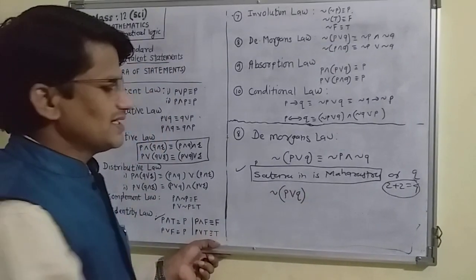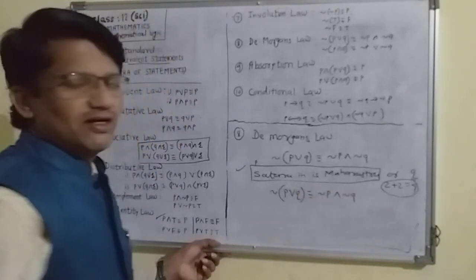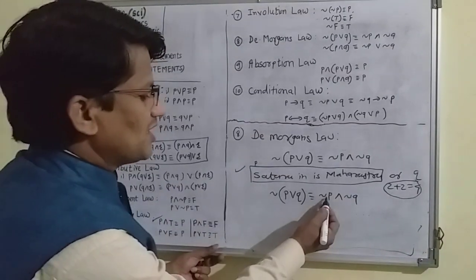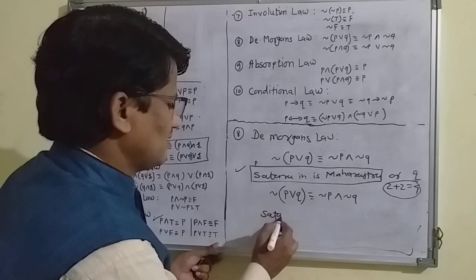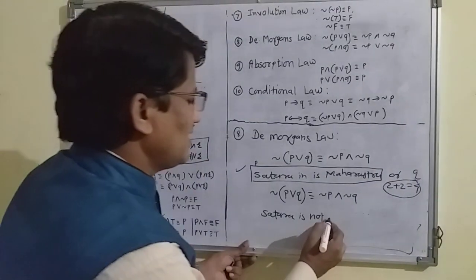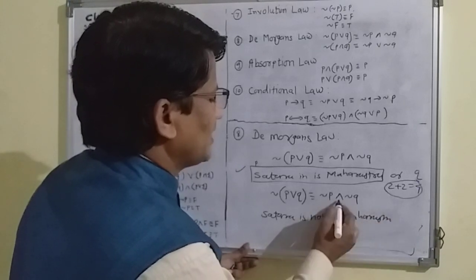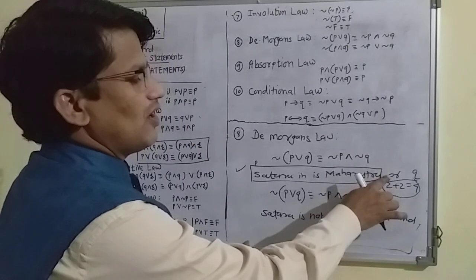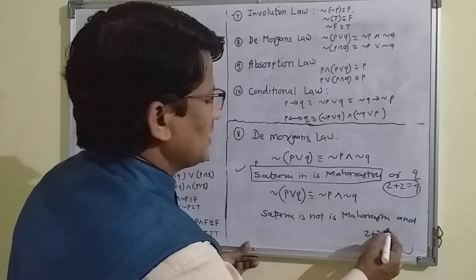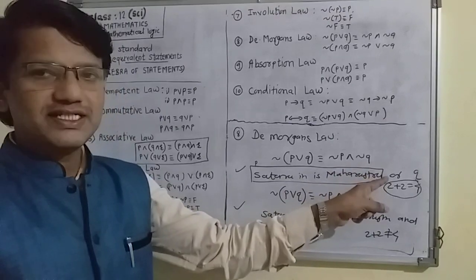What is the negation according to our rule? Negation of P and negation of Q. Make the new statement related to this rule. What is negation of P? Satara is not in Maharashtra. Here use and, don't use or, because according to this rule we have to use and. And 2 plus 2 not equal to 4.